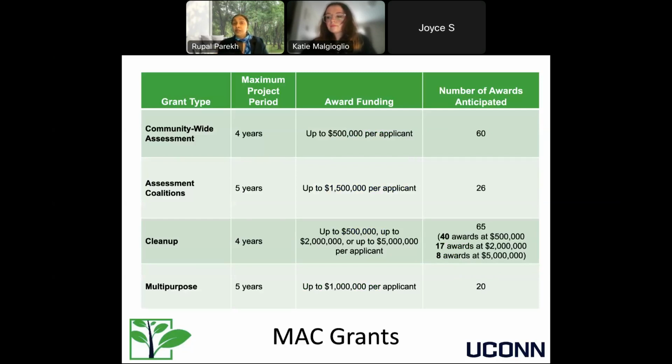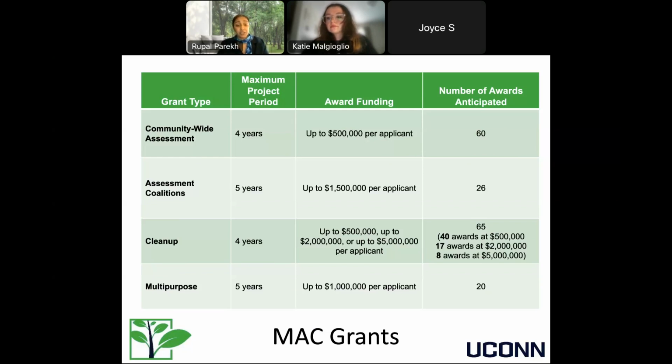So we'll be going over the different grant types. First, the community-wide assessment grants are for communities beginning to address their brownfield challenges and funding and can be used to assess multiple sites within a municipality, start a brownfields inventory, develop site-specific cleanup plans, or conduct community engagement efforts related to local brownfield sites. The maximum project period is 4 years. As you can see, the award funding is up to $500,000 per applicant, and the number of awards anticipated is 60.